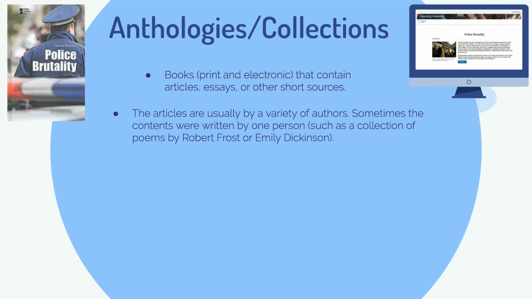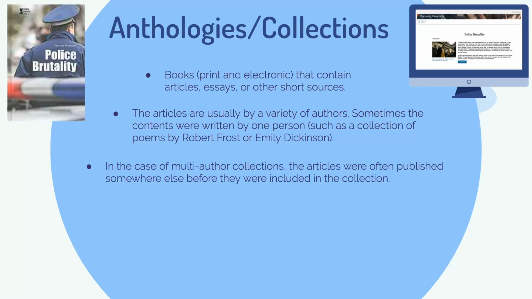Sometimes the contents were written by just one person, and this is more likely the case of an anthology of poems by Robert Frost or Emily Dickinson, or really any poet, the collected works of so-and-so. The kind of collections that you're probably going to use for research are the ones that are going to have a variety of authors and viewpoints expressed. In the case of multi-author collections, the articles were often published somewhere else before they were included in the collection, and this requires its own specific type of citation knowledge and information.